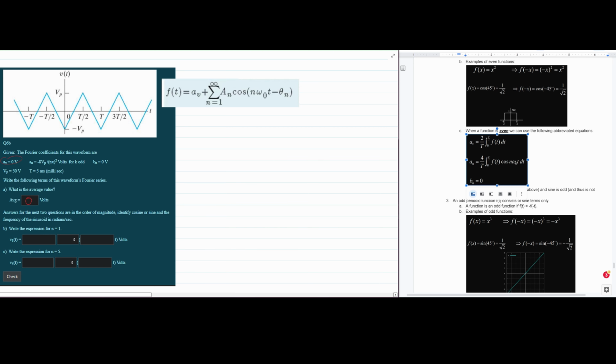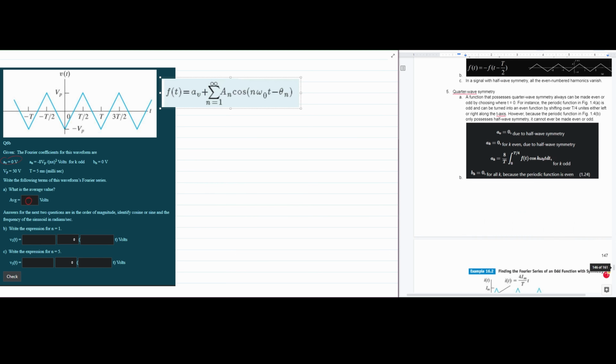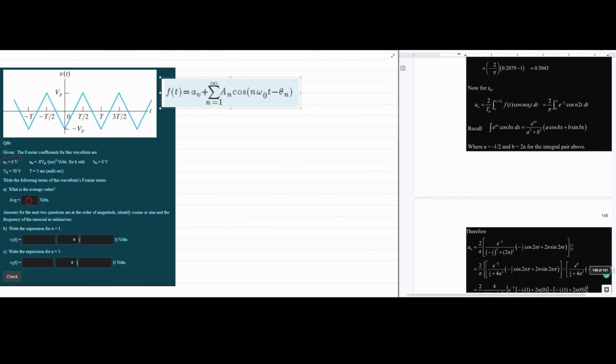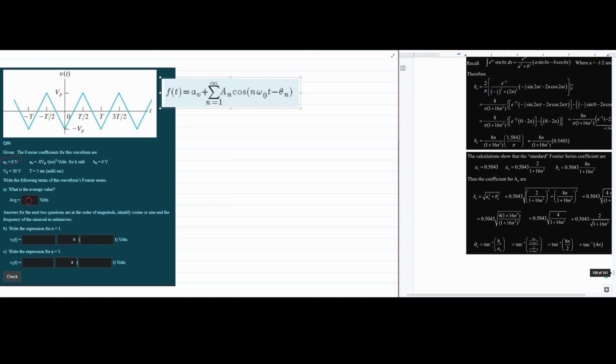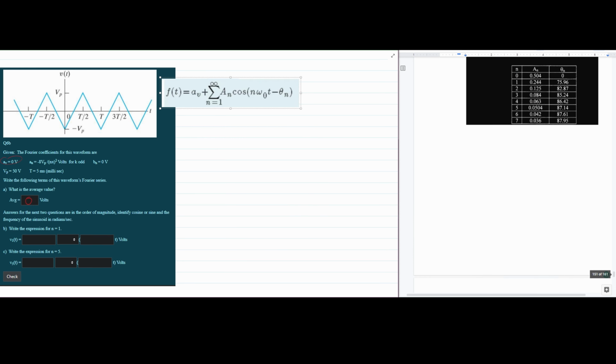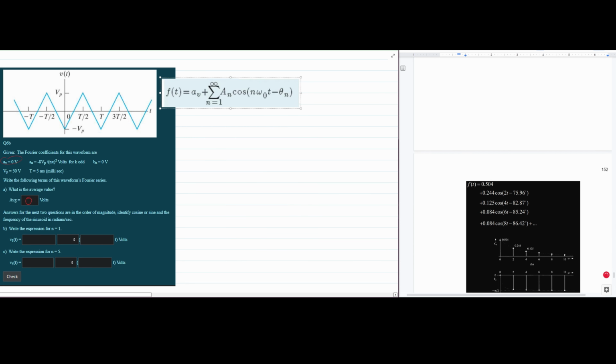Now we need to write the expressions here. Well, the expressions are going to be super simple. I've included this right here. This can also be found in the notes linked below the like button. It's somewhere around this section, and it's good to memorize. We have our average voltage out front, and then we have our A_n cosine(n omega naught t minus theta_n). We are going to use this to plug in for B and C.